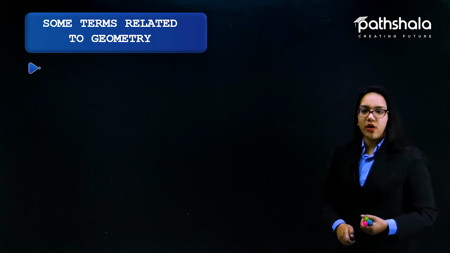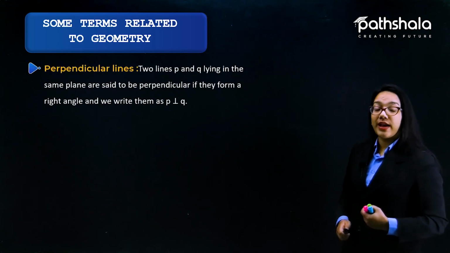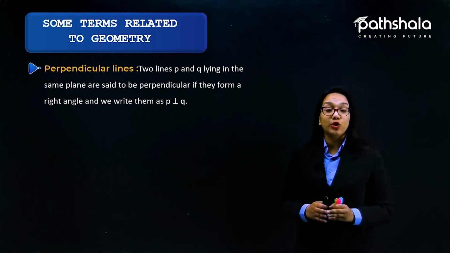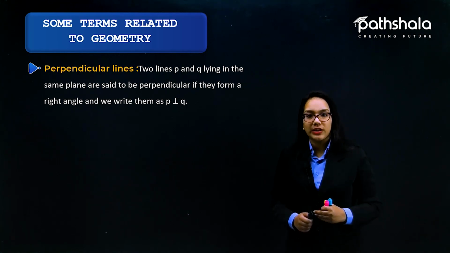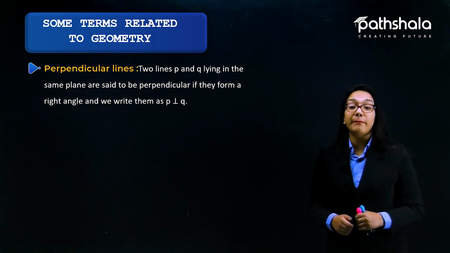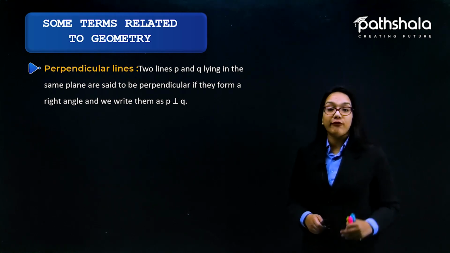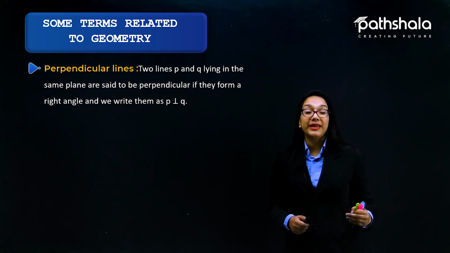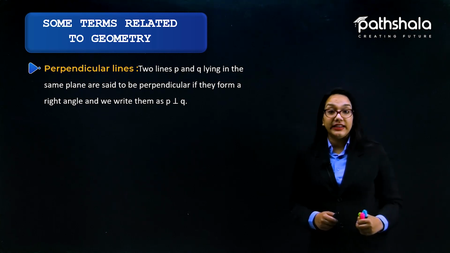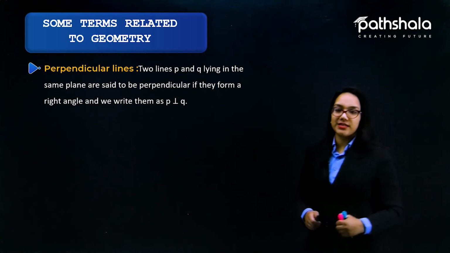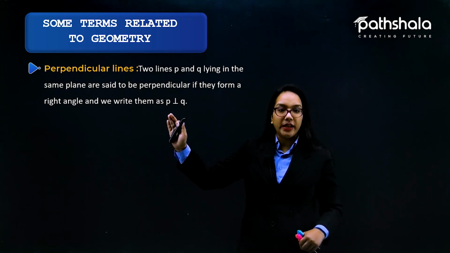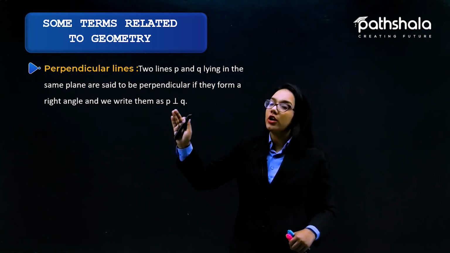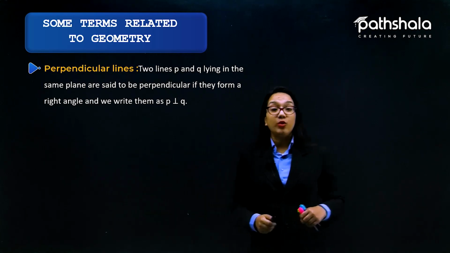So let's talk about the further type of lines, which are called perpendicular lines. What are perpendicular lines? Two lines P and Q which are lying in the same plane are said to be perpendicular if they form a right angle, meaning an angle of 90 degrees, and we write them as P perpendicular to Q. This is the symbol of perpendicular.